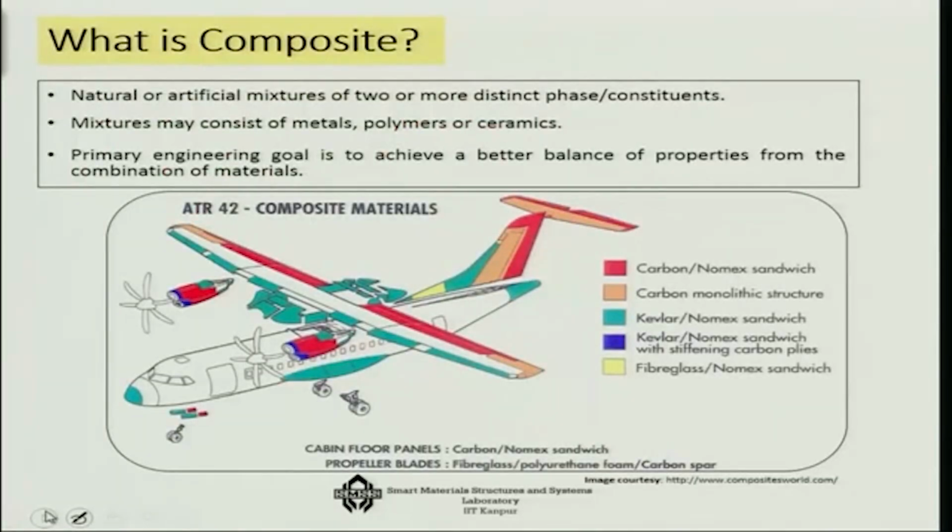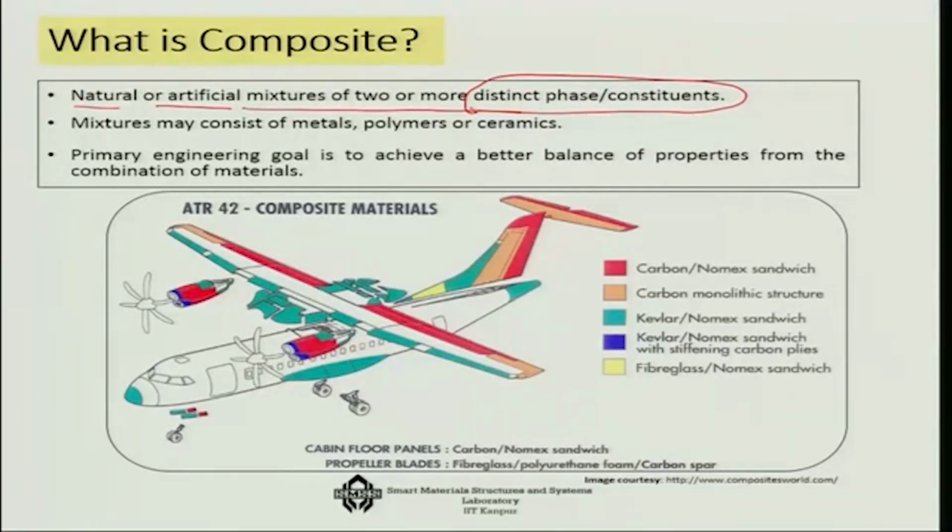So first, what is a composite material? As the name suggests, it is indeed a mixture of two or more materials. It can be natural materials or artificial materials. But the point is that when you are mixing these materials together, they are to be mixed such that they remain as distinct phases or constituents. That means they should not chemically react with each other and form a third compound.